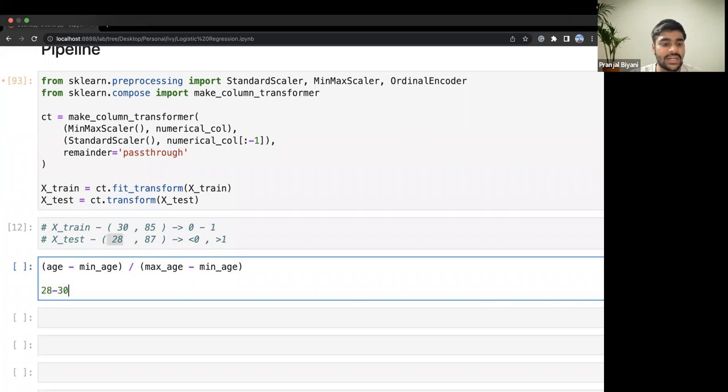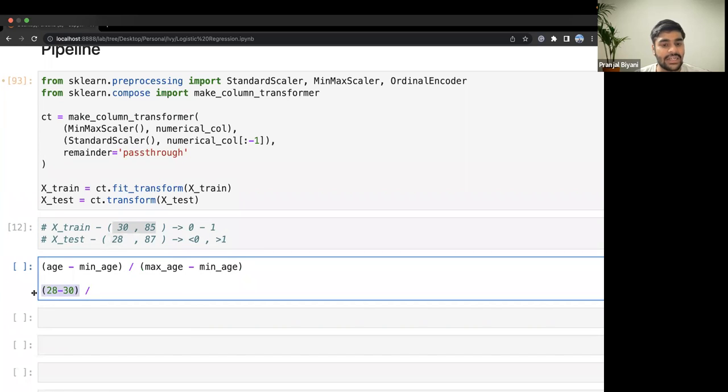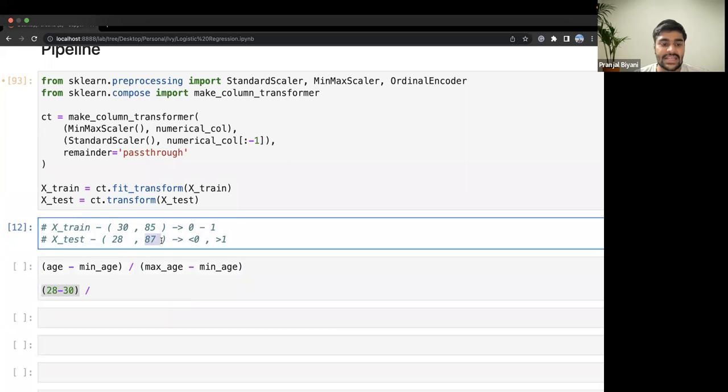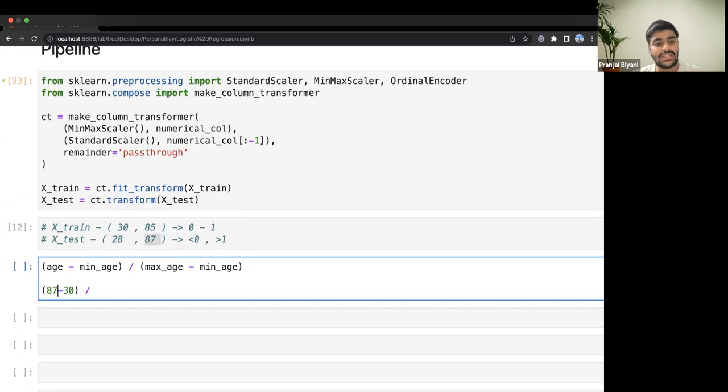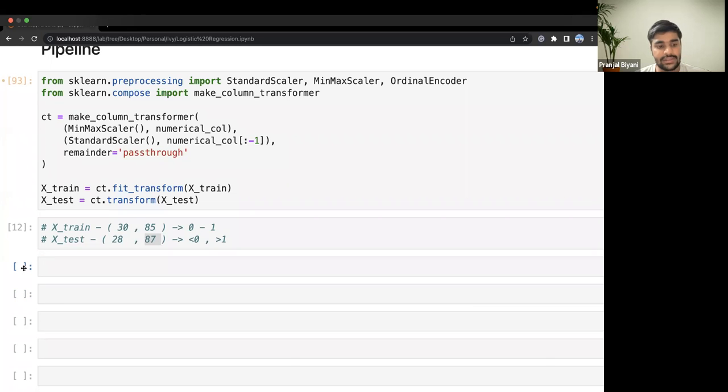तो 28 माइनस 30 होगा, डिवाइडेड बाय मैक्सिमम एज माइनस मिनिमम एज. मैक्सिमम माइनस मिनिमम तो ओरिजिनल होगा 85 माइनस 30, राइट. तो ये वैल्यू नेगेटिव आ गई, तो ये लेस दैन 0 हो गया. सिमिलरली अगर आपका वैल्यू 87 हो गया तो 87 माइनस 30 डिवाइडेड बाय 85 माइनस 30, तो ये वैल्यू ग्रेटर दैन 1 हो गई. इज दैट क्लियर प्रतिम? एनी अदर क्वेश्चंस गाइस?